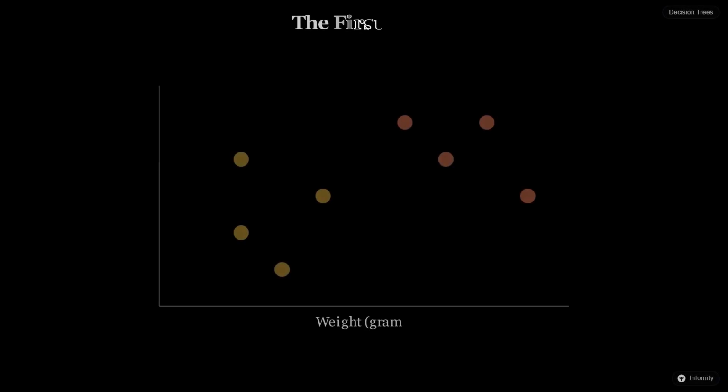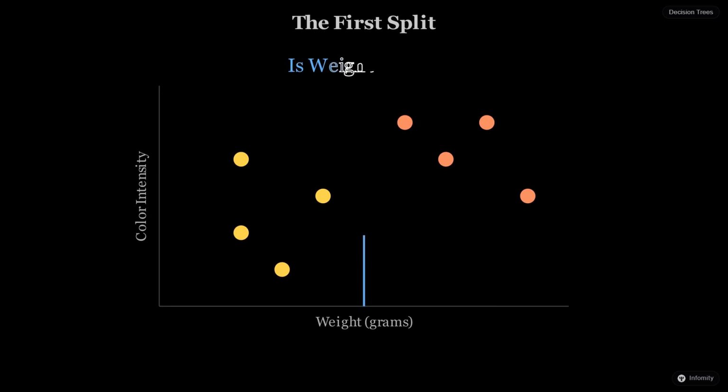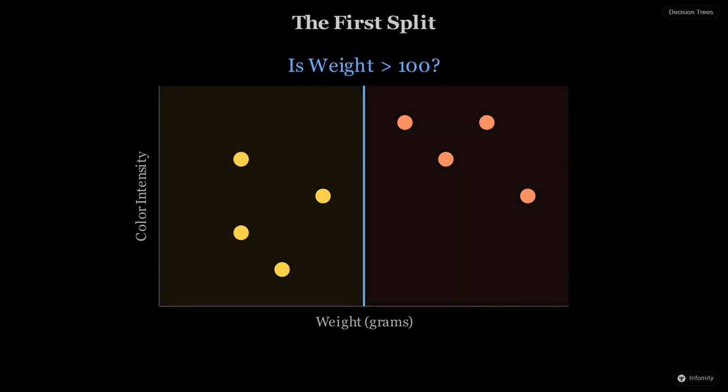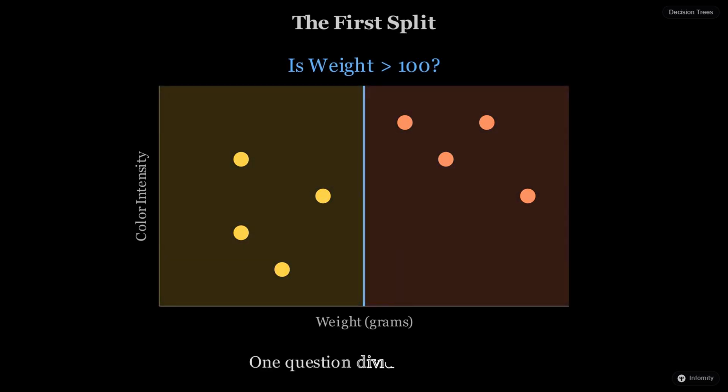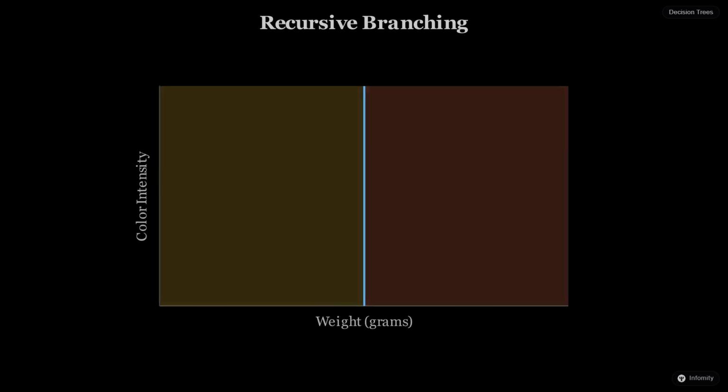In a dataset, a question looks like a physical boundary. If we are classifying fruit, our first question might be, is the weight greater than 100 grams? This single question slices our data space in half. On one side, we have mostly one class, but on the other, we still have a mixture that needs more investigation. This process is recursive, meaning it repeats on every new branch. If the first split did not give us a clear answer, we ask a second question, and then a third.